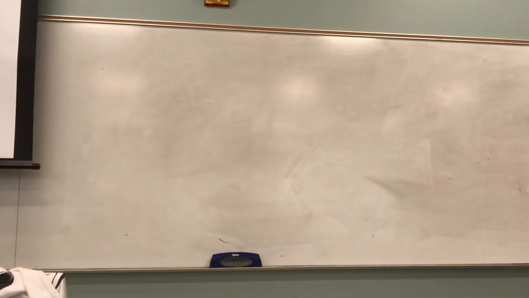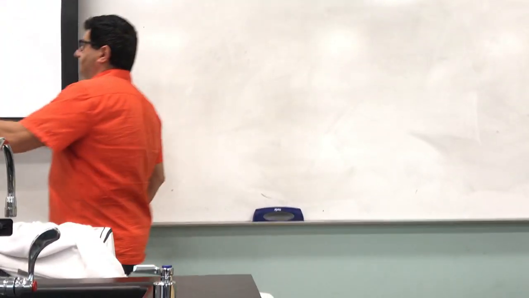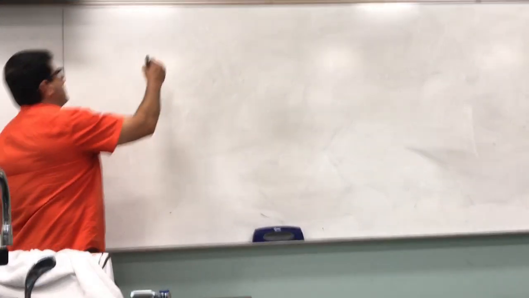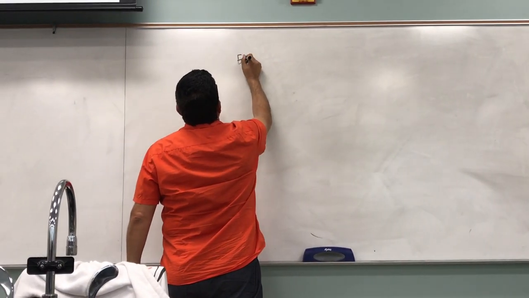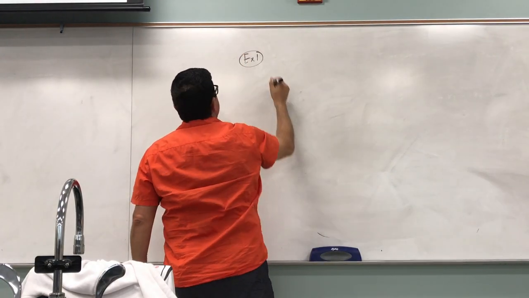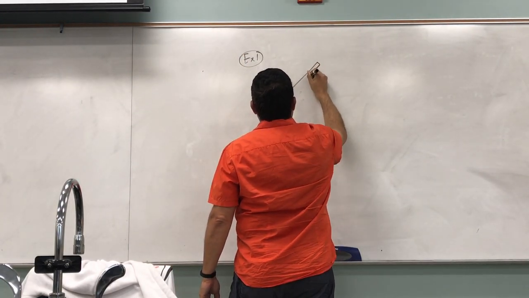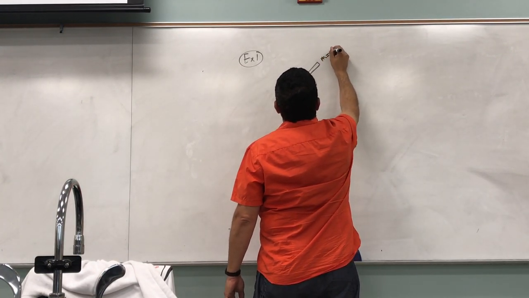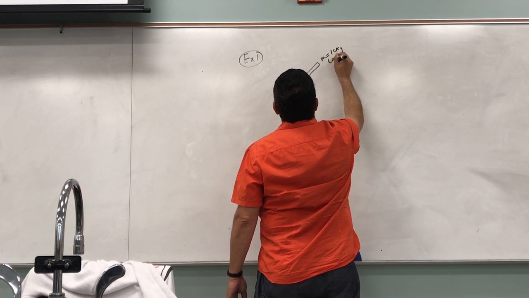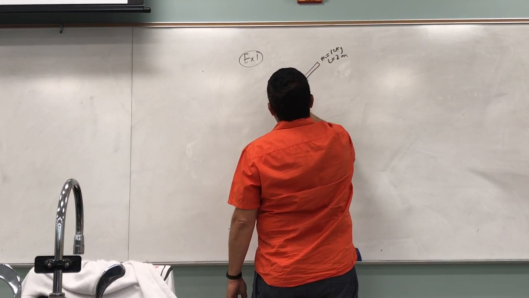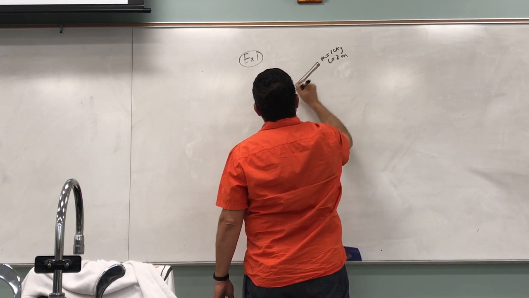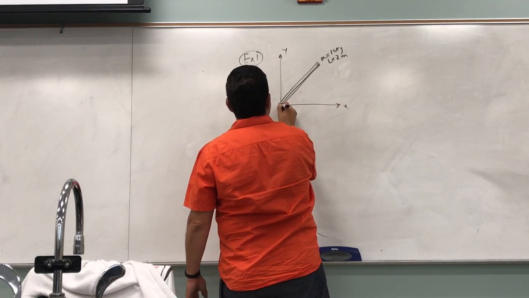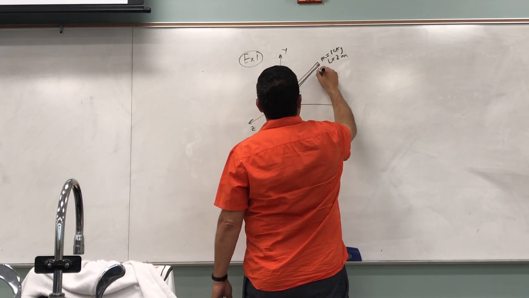So I'll start with something like this. Let's say some object like a rod pivoted about the end. The mass of the rod is 10 kilograms. The length is 2 meters. So now imagine the vector from here to here. This is the x-axis, the y-axis, and the z-axis.